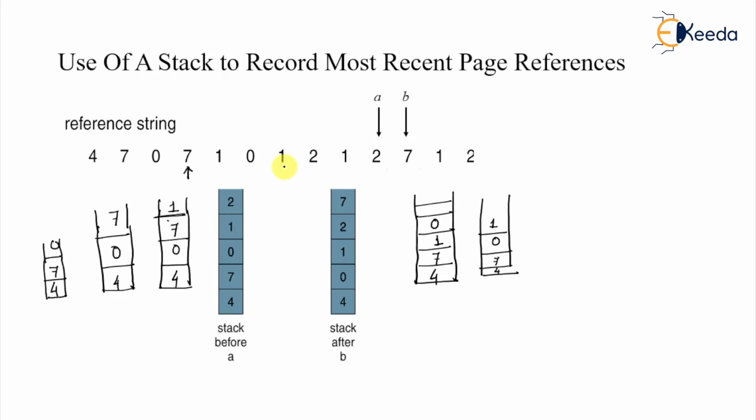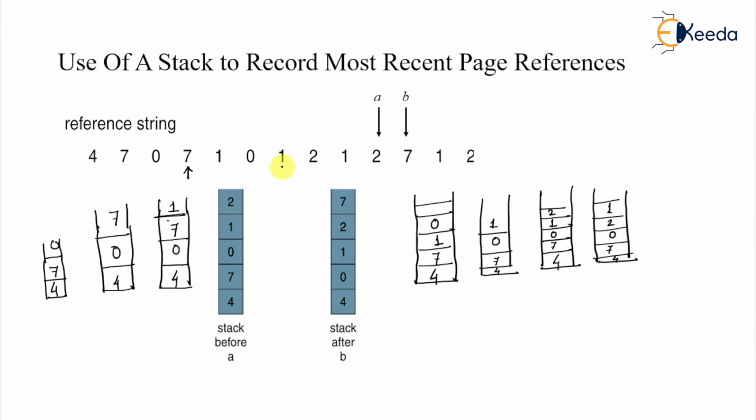Then we have a 0 and 1, then we have a 2. The most recently used becomes 2, so it becomes a five-entry stack: 2, 1, 0, 7, and then 4. Then again 1 is there, so 1 will again go on the top. It becomes 1, 2, and then 0, then 7, and finally 4.